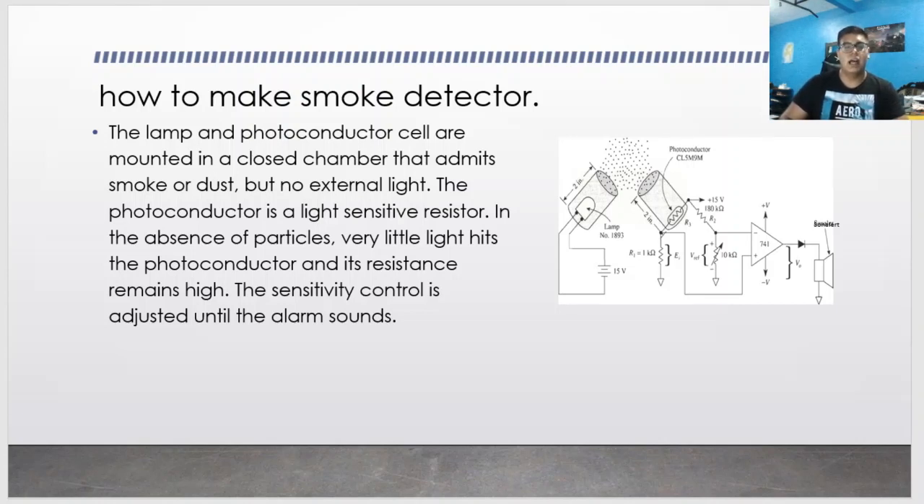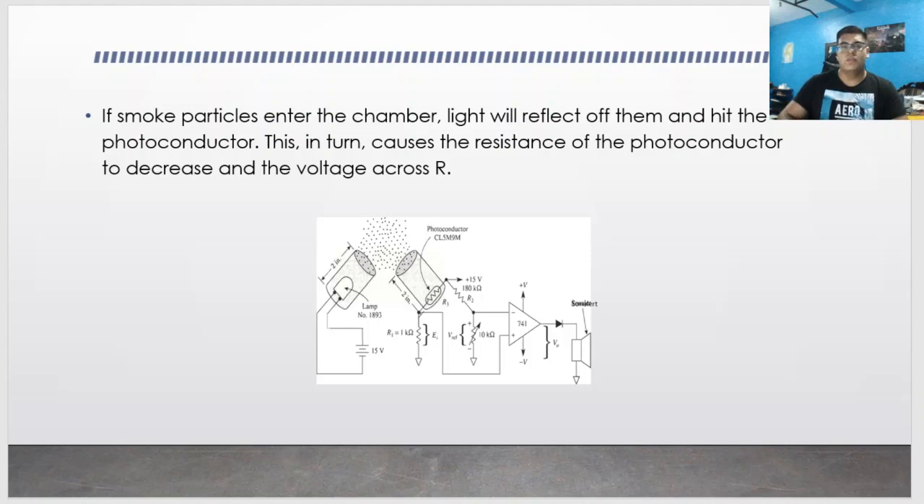In the absence of particles, very little light hits the photoconductor, so the resistance remains high. The resistance control is adjusted until the alarm sounds. If smoke particles enter the chamber, light will reflect off them and hit the photoconductor. This in turn causes the resistance of the photoconductor to decrease, the voltage changes, and it activates the sound of the alarm or whatever else.